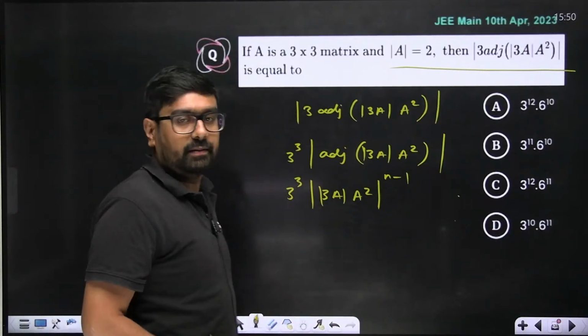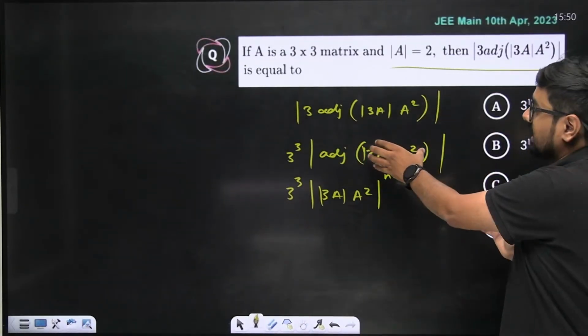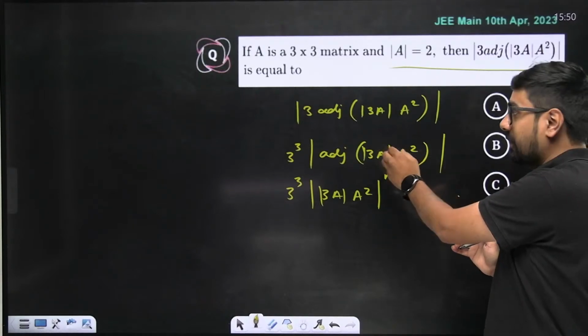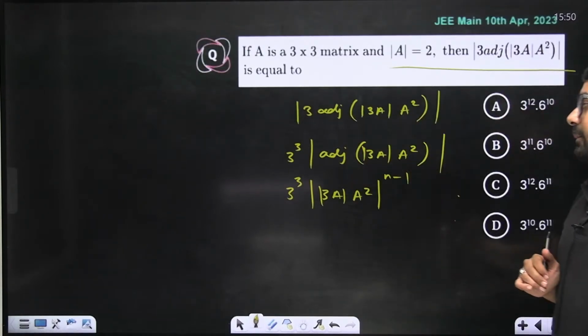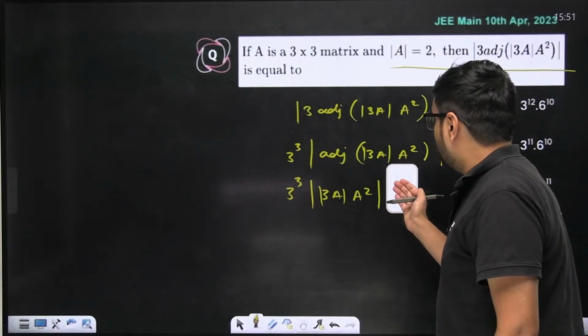Right? Suppose this entire thing was A only. Just treat it as one entity. So the determinant of the adjoint of A will be determinant of A to the power n minus 1. Right? n is 3, so this will become 3 minus 1, that means 2.